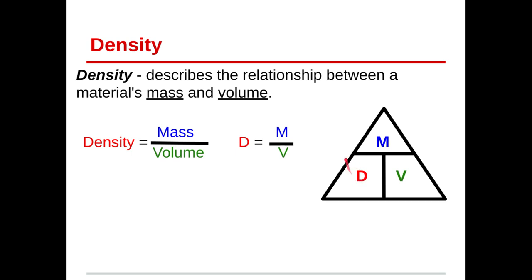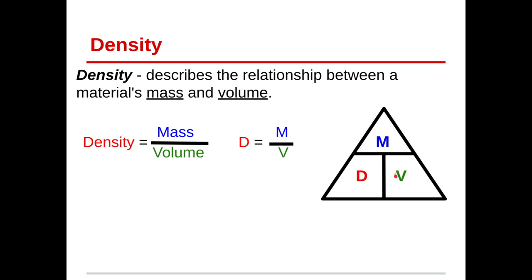Now I can't do it on the screen right now, but imagine you're covering up with your hand. If you have this written on a piece of paper, cover up the D, and then you'll see that what's left over is an M on top of a V. And that basically gives you this formula, D equals M on top of a V, D equals M over V.